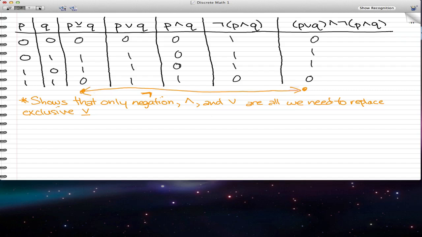So let's just draw the arrow. They are logically equivalent because all the components that make up these statements are the same: 0 to 0, 1 to 1, 1 to 1, 0 to 0. So we know that the exclusive OR can be replaced by negation and an OR. That was a pretty simple example, and I hope you got that right.